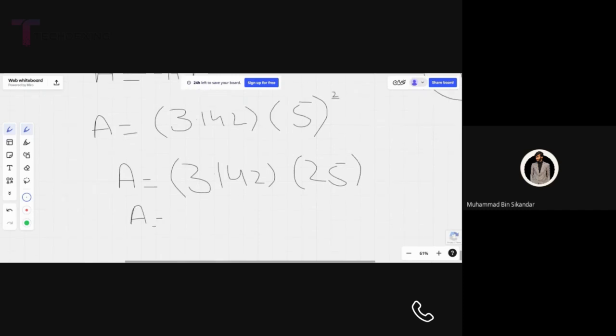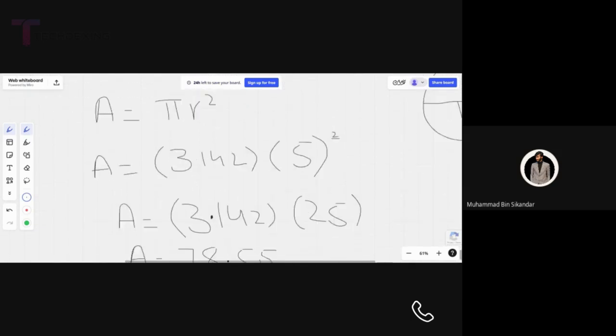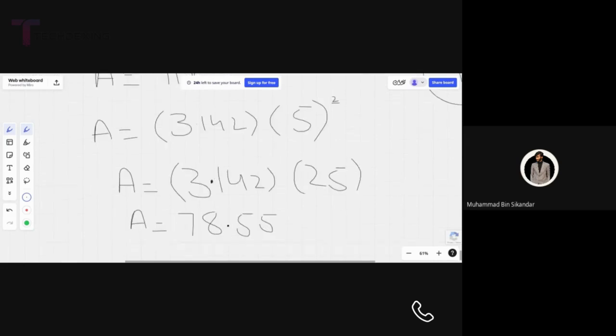And the area will be, you can do this on calculator. It would be a precision, 3.14 multiplied by 25. It would be 78.5. 78.55 what? It is an area, so we'll write the unit centimeter square.